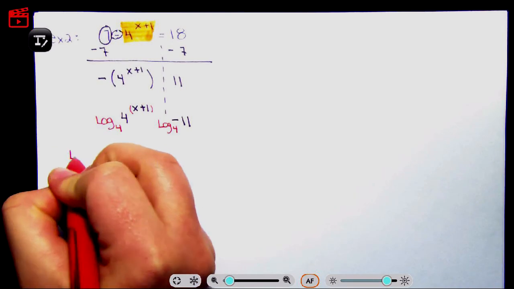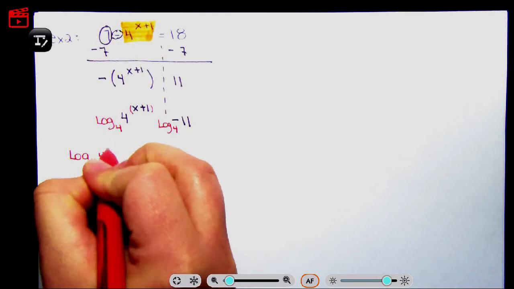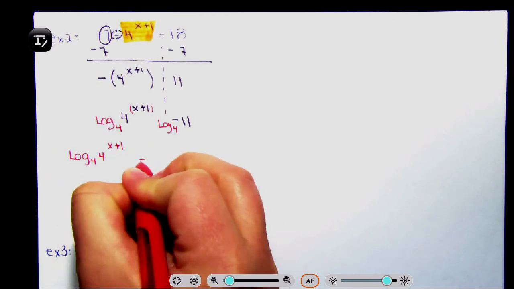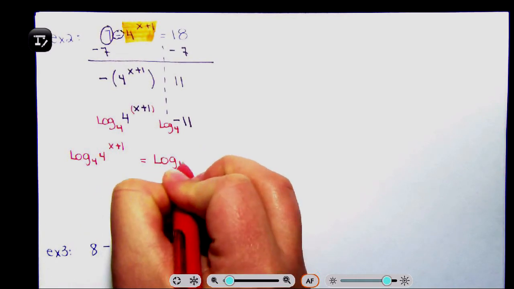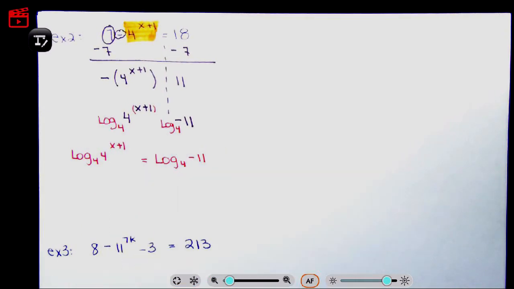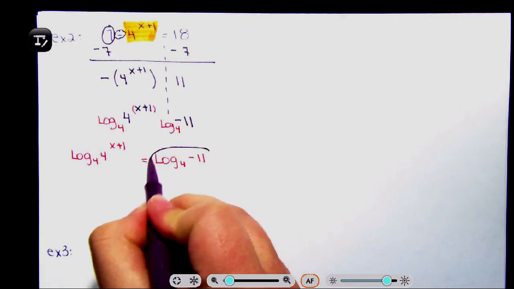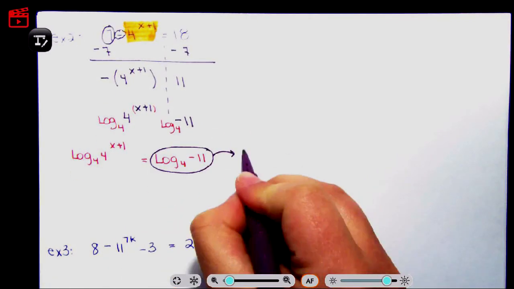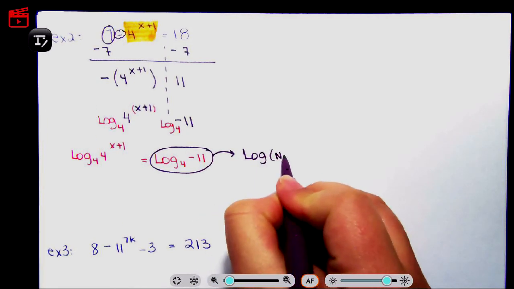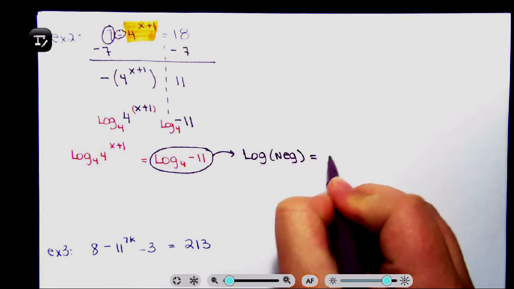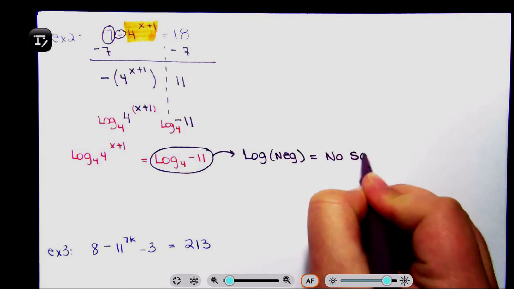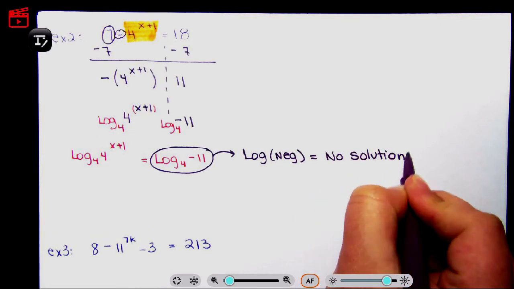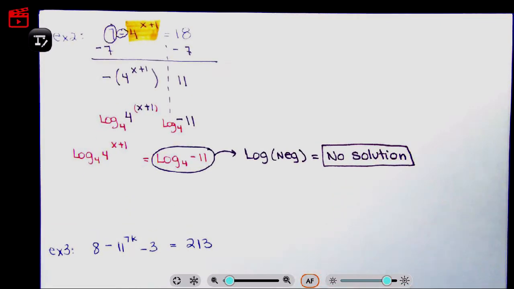So log base 4 of 4 to the x plus 1 power equals log base 4 of negative 11. Now, you can stop there. You can absolutely stop here because of this section right here. This is you taking log of a negative number. Cannot happen. So immediately you can stop and say there's no solution.